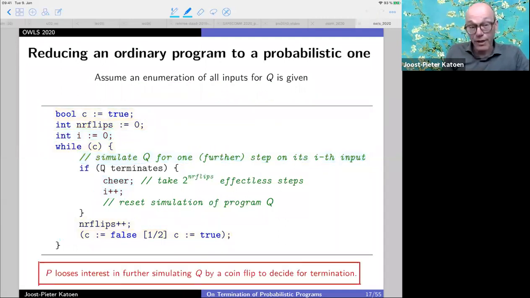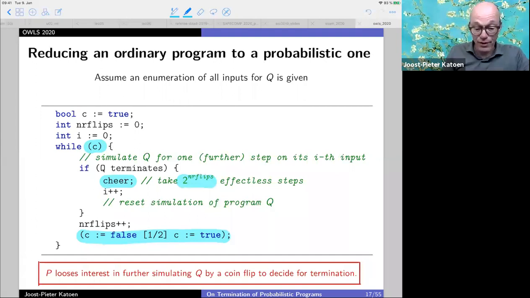So what is this program doing? It's actually simulating Q, but because of this coin flip that controls the termination of the loop, it's actually losing the interest in simulating Q in every iteration. Yeah, that's the idea. Good. And for the rest, what is critical is this tiering in the middle where we take 2 to the power n number of flips, effectively steps. Good. Why is this reduction correct?